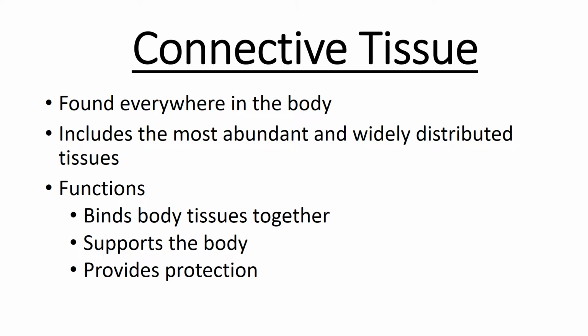All right, so let's talk about connective tissues first. It's found everywhere in the body, and includes the most abundant and widely distributed tissues. Its functions: it binds body tissues together, supports the body, and provides protection. So connective tissue is very important, as with the rest of the tissues. They all have their different functions and roles to play in the body.